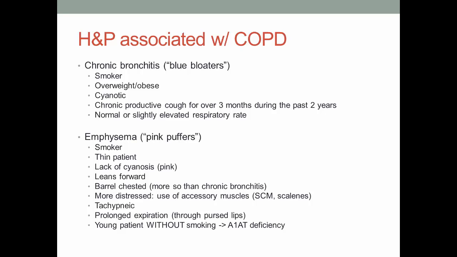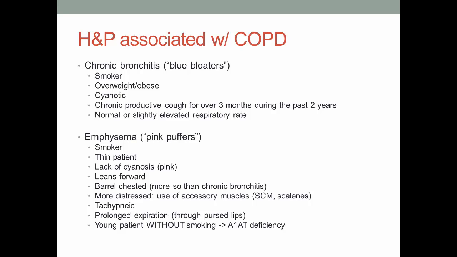These patients are usually more distressed, so you see the accessory muscles that I talked about before, more so than in a patient with chronic bronchitis, I should say. Tachypneic, meaning their respiratory rate is fast. The easiest way to think about it is that the rate is over 20 breaths per minute. They'll have prolonged expiration, and they breathe through pursed lips, and this helps to allow for air to leave the lungs, but not in a way that would collapse the lungs.